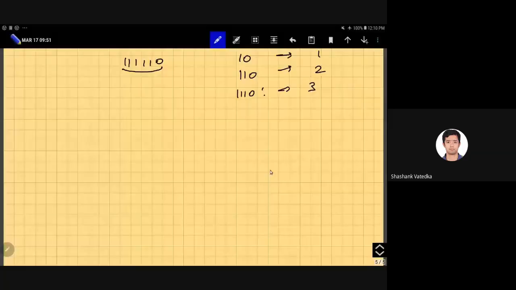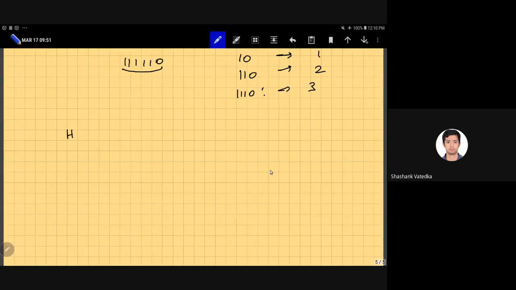Okay, so let's first use the chain rule. What is the quantity that we're interested in? H of Xn divided by n. If we use the chain rule, this is going to be the summation, i going from 1 through n, of H of Xi given X1 through Xi minus 1, divided by n, right?